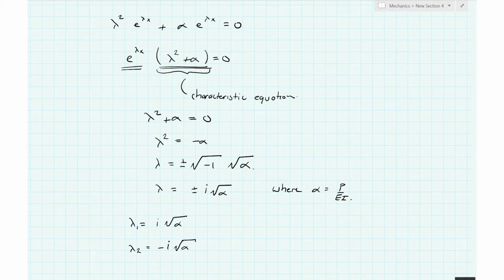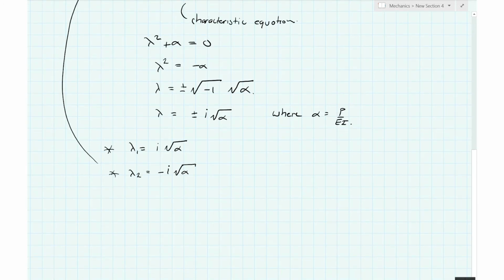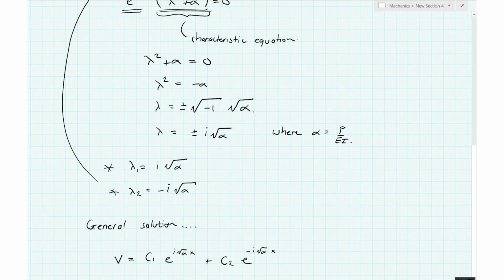So subbing our values of lambda here, this guy and this guy, back up into this equation, we end up with our general solution. So replacing our lambdas, we have C1 times e to the i square root of alpha times x plus C2 times e to the minus i square root of alpha times x. Now that's not quite the general solution that we're looking for because we still have these i values in here.